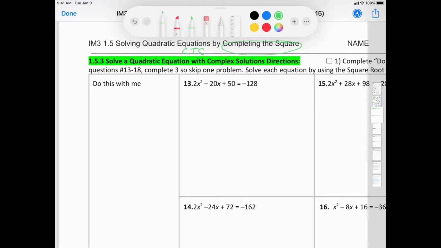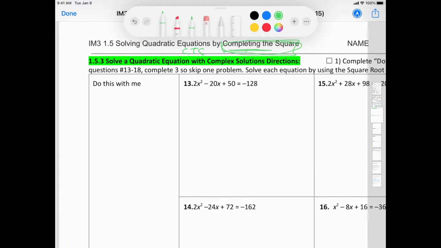Hey math lovers, let's go over 1.53, solving quadratic equations with complex solutions. And we've been using this method called the square root method, and in our next section we'll talk about this completing the square idea.